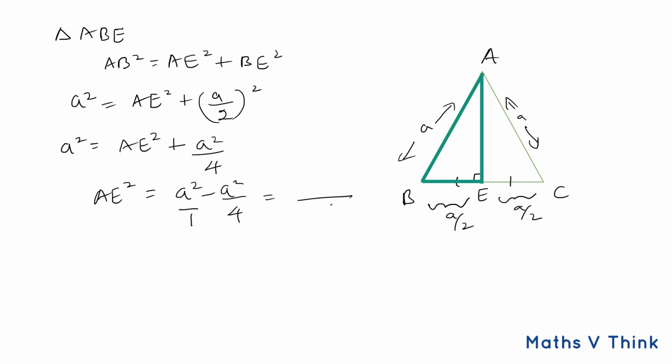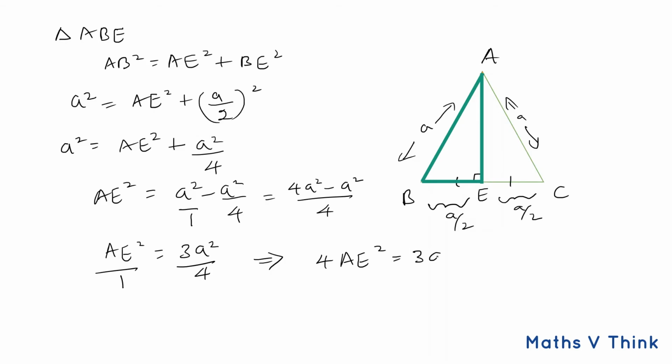Taking LCM we get 4. So into 4 we get 4A square minus A square. So AE square is equal to 4 minus 1 is 3, so 3A square by 4. Cross multiply we get 4AE square is equal to 3A square. So A is what? Side A, AB. So 4AE square is equal to 3AB square.